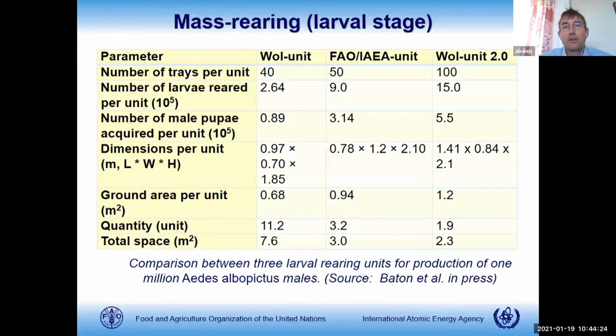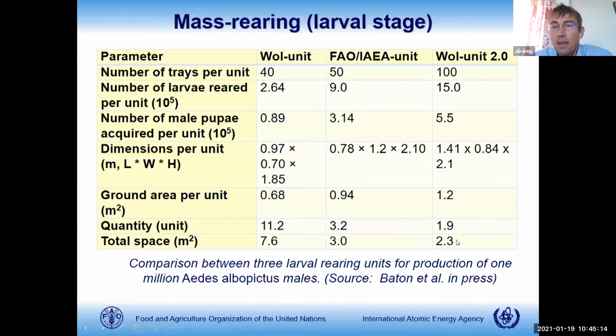And if you look at the different units that are used presently, I wanted to show you this table that is extracted from a chapter that is in press in the SIT book. It will be out next month, sorry. And in this table, you can look at the last row, which shows the square meters that are needed to produce 1 million sterile male Aedes albopictus. In the first unit, which was the one used by the Wolbachia project in China in the first generation of production, you needed 7.6 square meters to produce 1 million sterile males. And with the one that we developed at IAEA, you just needed 3 square meters.